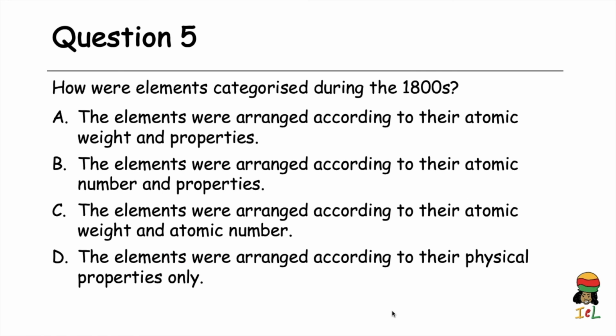Question 5. How were elements categorized during the 1800s? A. The elements were arranged according to their atomic weight and properties. B. The elements were arranged according to their atomic number and properties. C. The elements were arranged according to their atomic weight and atomic number. D. The elements were arranged according to their physical properties only. The answer is A. The elements were categorized according to their atomic weight and properties during the 1800s.